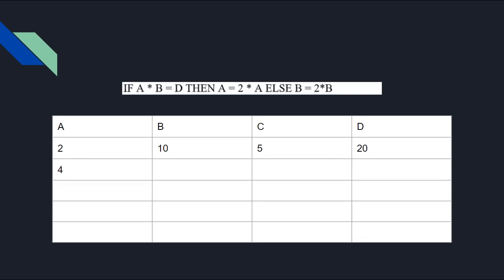The next line says, if A times B equals D. So we can check if that's true. A times B is 2 times 10, and D is 20, and 2 times 10 does equal 20. So then we're going to execute A equals 2 times A. So basically, we're doubling the value of A. A started at 2. 2 times 2 is 4, so that's our new value of A.